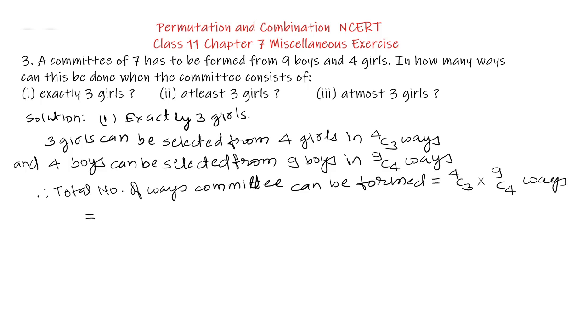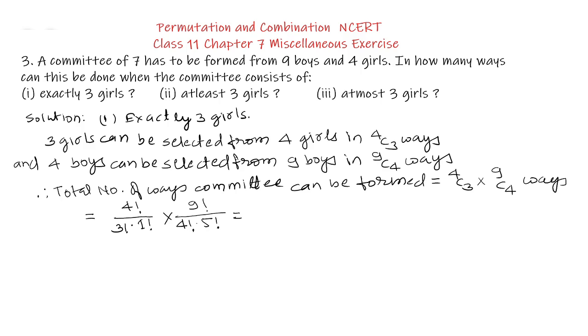4C3 can be written as factorial 4 upon factorial 3 into factorial 1, that is factorial 4 upon factorial 3 into factorial 4 minus 3, which is equal to factorial 1, multiplied by 9 factorial upon 4 factorial into 5 factorial. 9C4 can be written as 9 factorial upon 4 factorial into 9 minus 4 factorial, which is 5 factorial. So this can be solved like this.